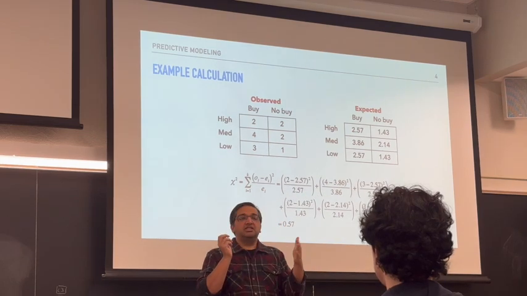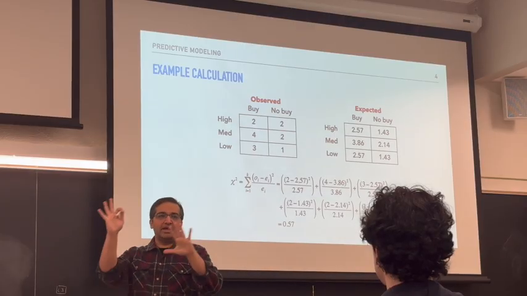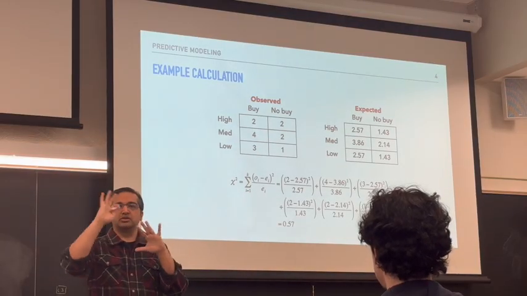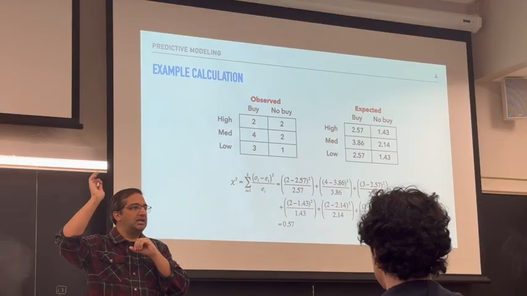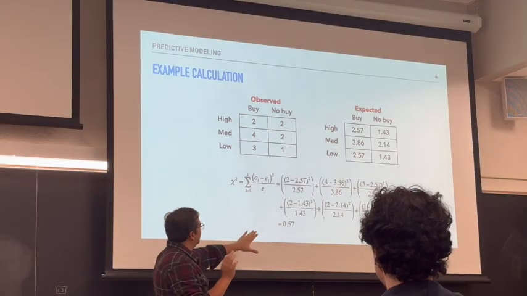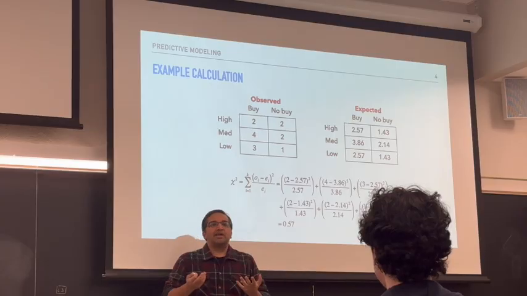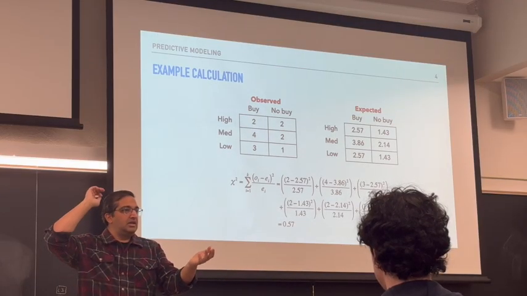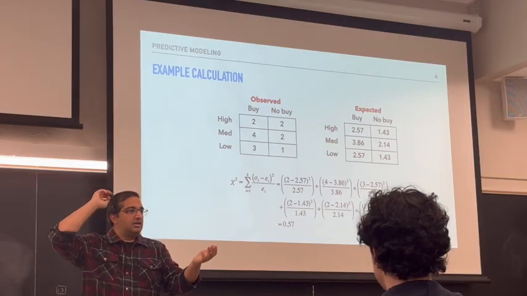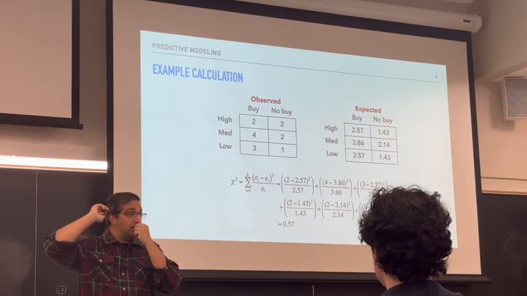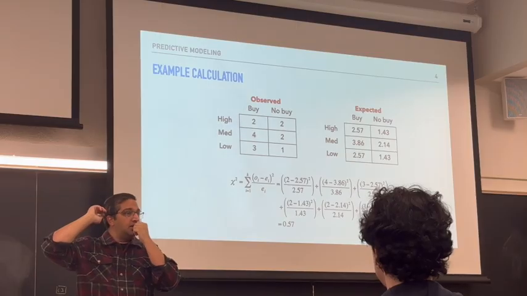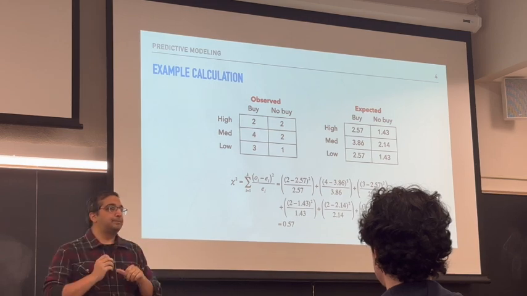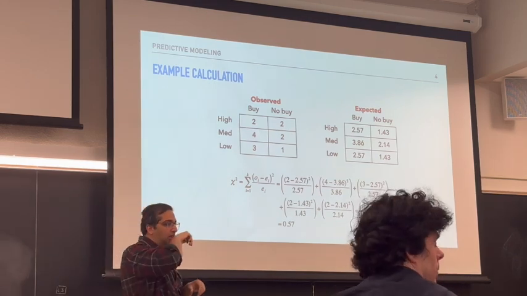Now, how does this translate to a p-value? People who have done hypothesis testing in this course or before, how do I do that? This will give me a number. How do I get a p-value from this? You integrate the distribution from 0.57 to positive infinity, and that's the chance that, if the null hypothesis is true, you get a chi-squared statistic that looks this bad or worse.